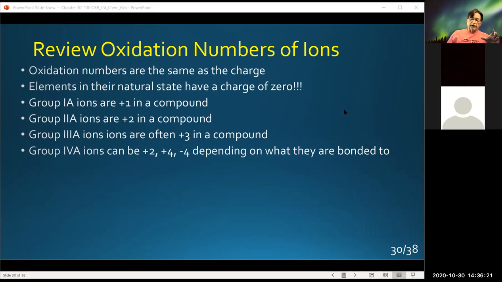Carbides could be very complex as far as making compounds. It's not a straightforward group 1, group 2 charge.